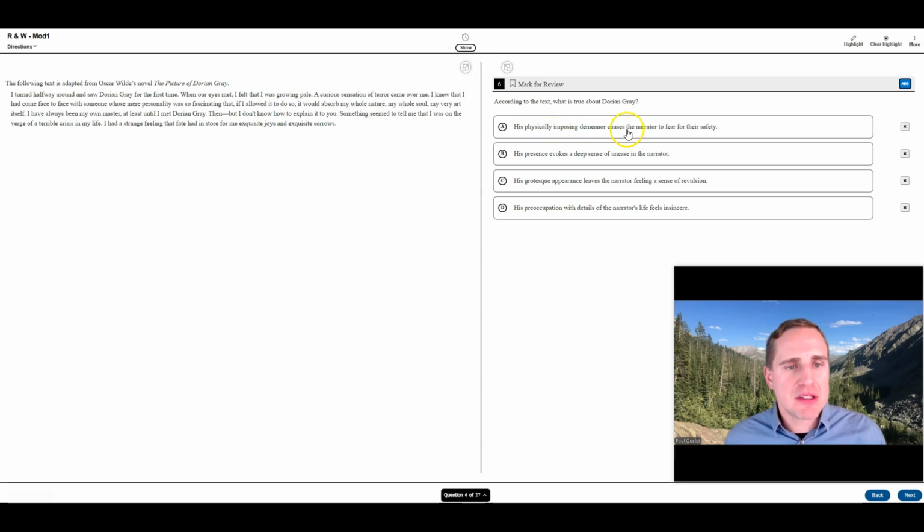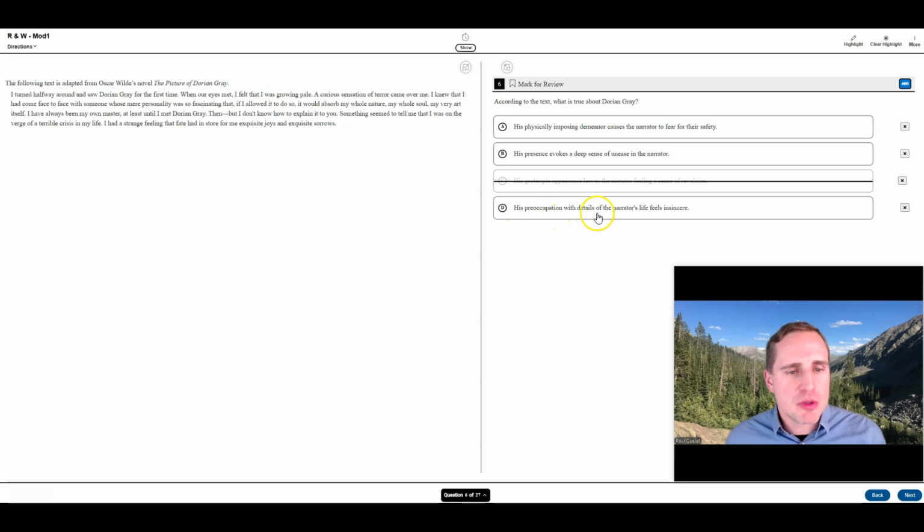His physically imposing demeanor causes the narrator to fear for their safety. Okay, so maybe his presence evokes a deep sense of unease in the narrator. Yeah, maybe. His grotesque appearance leaves the narrator feeling a sense of revulsion. Not necessarily revulsion. And also, is there a mention of his grotesque appearance? I don't think so. It's more so Dorian Gray's personality, so we can safely eliminate C.